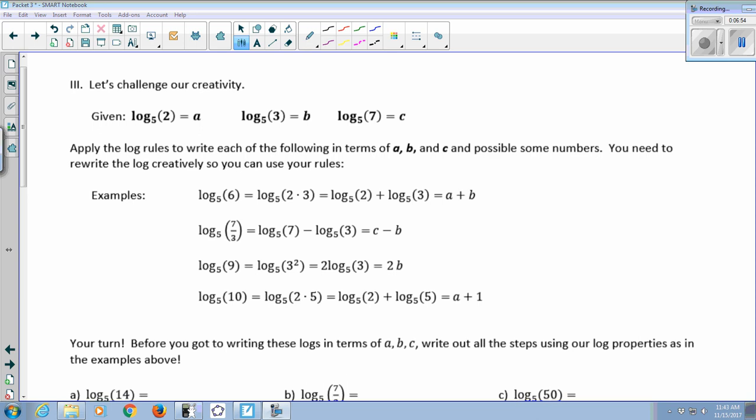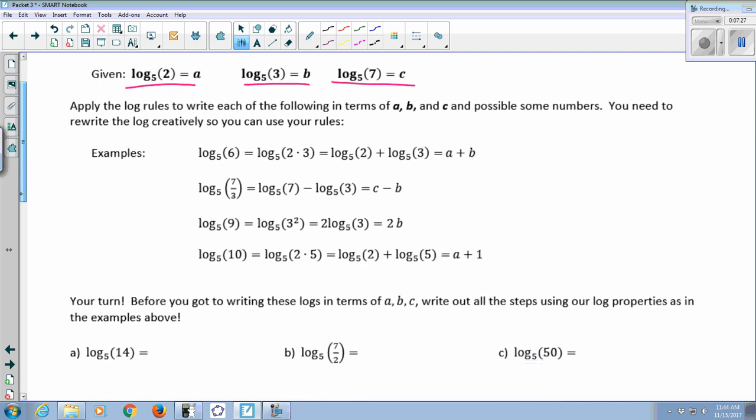All right, so part 3, we're applying log rules to write each of the following expressions in terms of a, b, and c and some possible numbers. So there's going to be no logs left after we have evaluated these. But we're going to have to use the log rules creatively to get rid of the logs. So I have these three givens. Log base 5 of 2 is A, log base 5 of 3 is B, and log base 5 of 7 is C. I'll let you read through the examples on your own here.